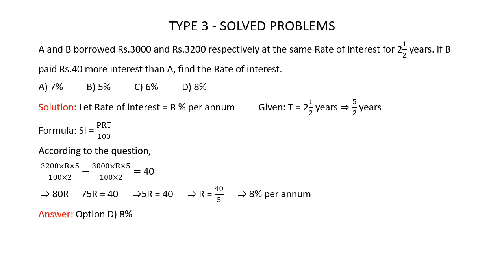Now it's also given that A's principal is rupees 3000, B's principal is rupees 3200, and they borrowed at the same rate of interest for 2.5 years. So the rate of interest is the same for both and we're asked to find the rate of interest. So let's assume that the rate of interest is R% per annum. It's given that time is 2.5 years, which is nothing but 5 by 2 years.